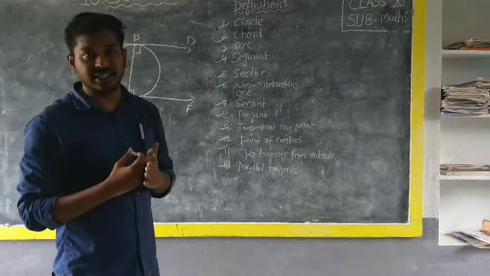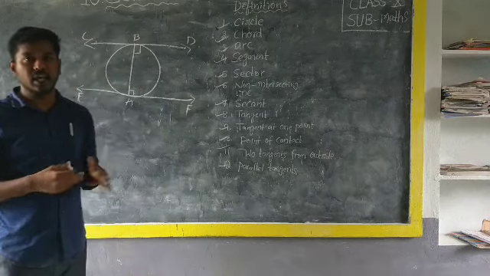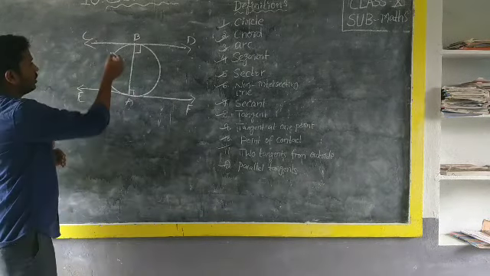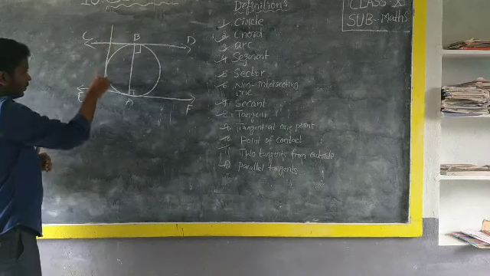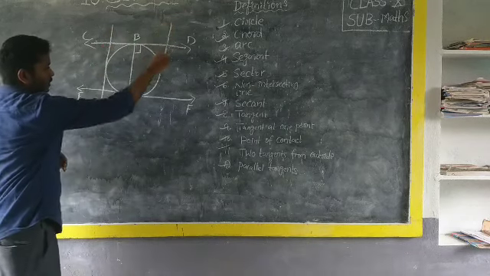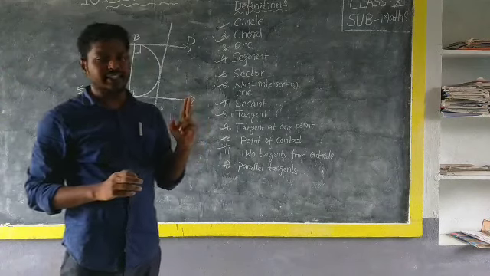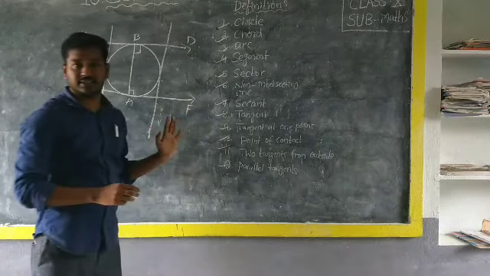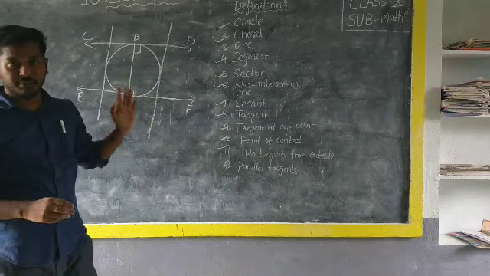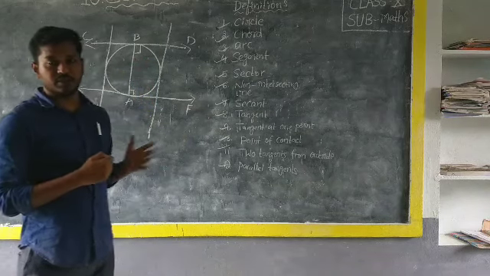At most, how many parallel tangents can we draw? Two tangents. We can draw them in this way also. This is also a tangent and this is also a tangent. At most, we can draw only two parallel tangents. These are the very important definitions in this chapter.